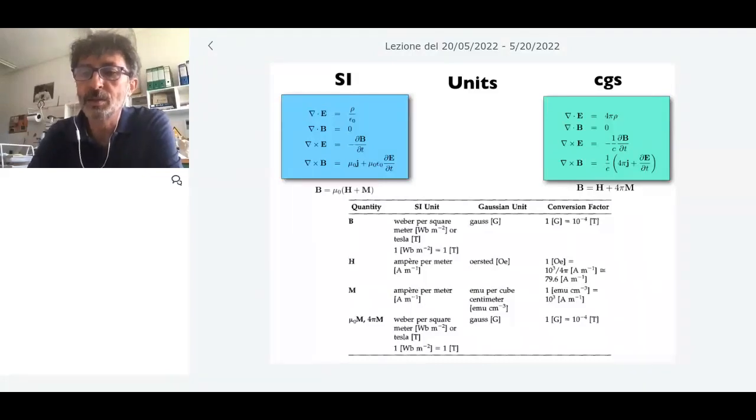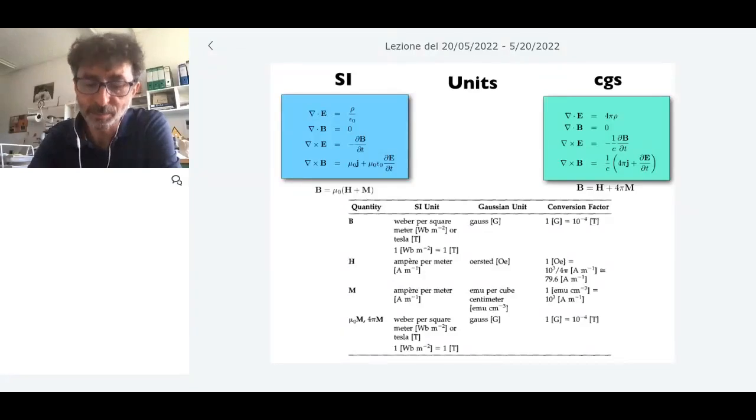What is the price to pay? The price to pay is that, for example, the relation between the magnetic induction and the field is no more just a sum, but you have to put a 4 pi in front of m. So magnetization is not magnetization, it's 4 pi m. What are the units? Well, let's read what is written there.